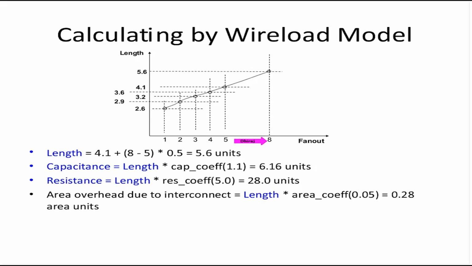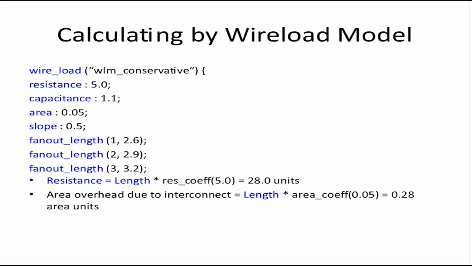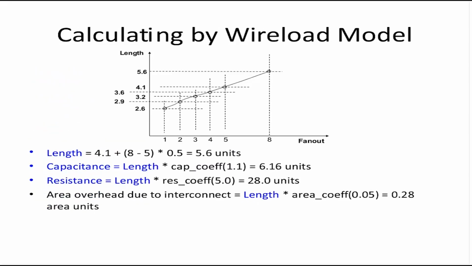So length is 5.6. Based on this length, it can calculate the capacitance because it knows the length and the capacitance coefficient, which is 1.1. The resistance coefficient is 5.0. Again, we have got the value of resistance. Area overhead is length into area coefficient, and so on. So this is how, based on the wire load model data, the tool is able to calculate for every net just by knowing the fan out. It will calculate the length, capacitance, resistance, and area overhead. Again, these are just estimates. Things change a lot when we go to post layout.